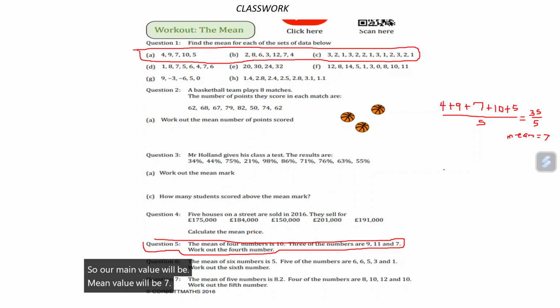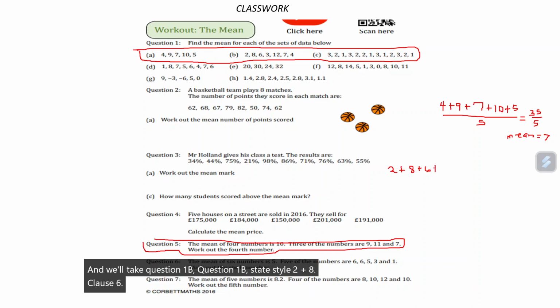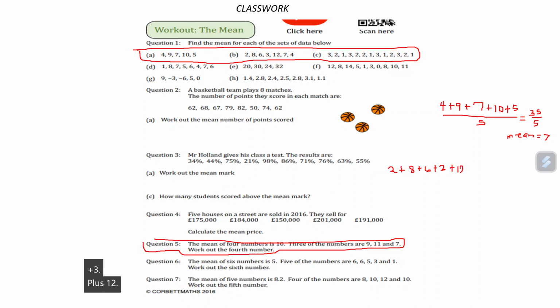Then we'll take question 1b. Question 1b states that 2 plus 8 plus 6 plus 3 plus 12 plus 7 plus 4, divided by 7.